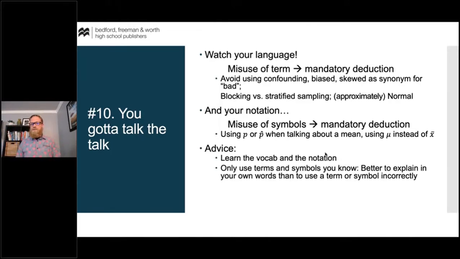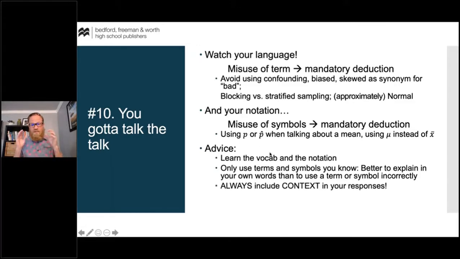Next, only use terms and symbols that you know. It's better to explain in your own words than to use a term or symbol incorrectly. So maybe if you forgot the term stratified sampling, you could just instead describe a sampling method where you would take the whole population, split it into groups, where within each group people are similar, without actually using the term. Or maybe instead of using the incorrect notation, you could just say sample proportion instead of p-hat.